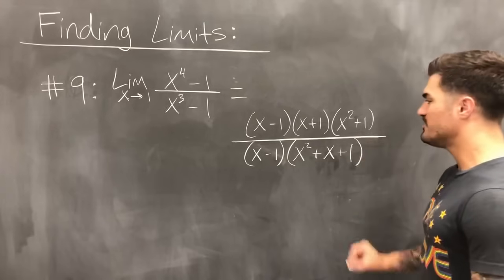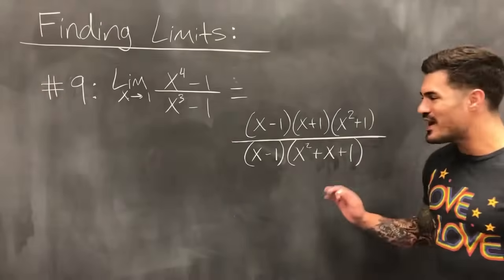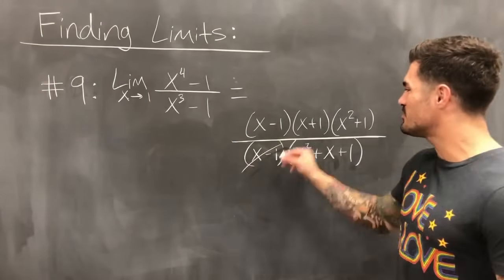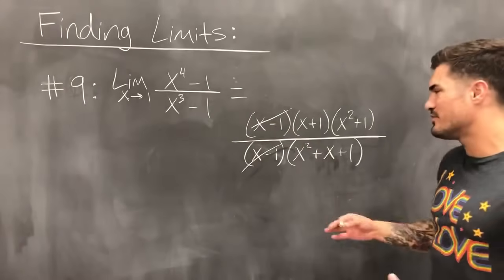All right, I believe this is right. Let me just double check this. All right, I double checked and this is in fact correct. So now look what happens. x minus 1, x minus 1. Those are both gone. So now what happens when I plug in 1? Let's see if it works now.